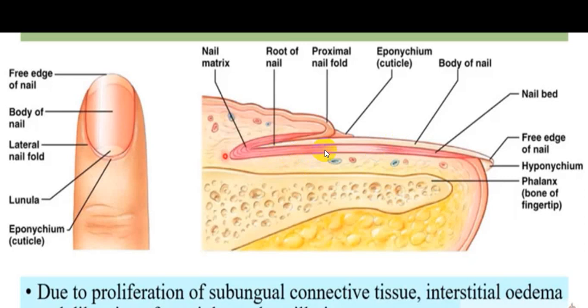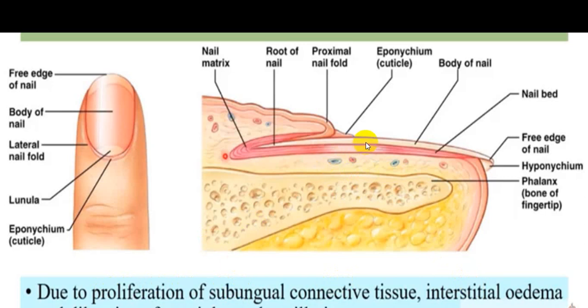So this is the nail plate, and this is the subcutaneous tissue below the nail bed. This is the nail bed, and this is a skin fold. As the deposition gets here, collagen tissue is deposited due to proliferation of subungual connective tissue, and there is an interstitial edema. There is a dilatation of arterioles and capillaries.